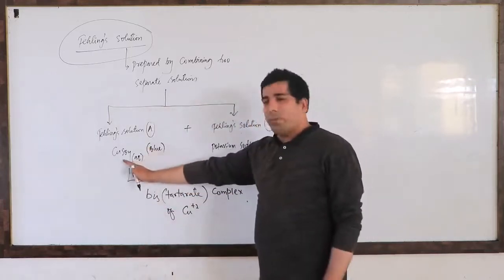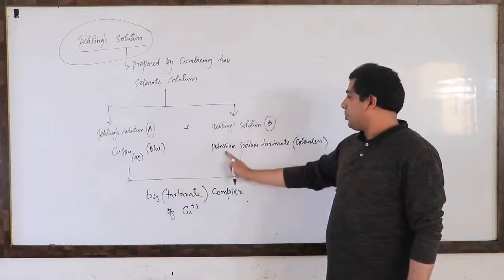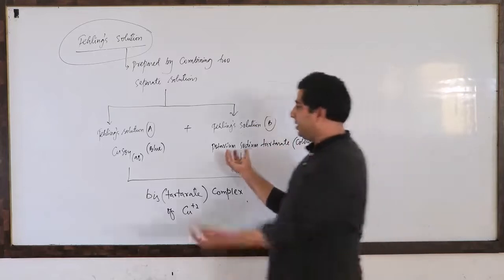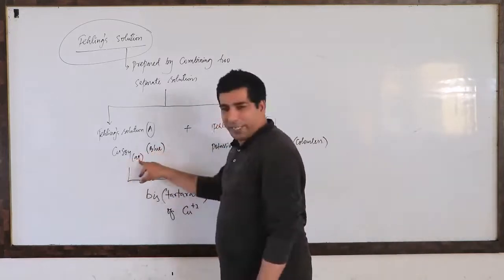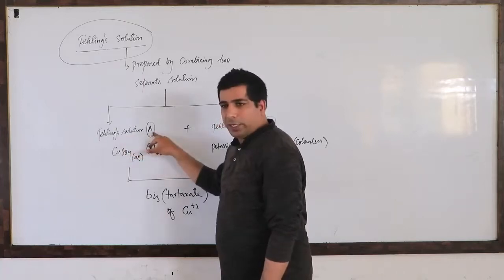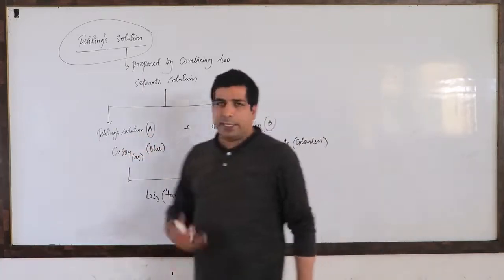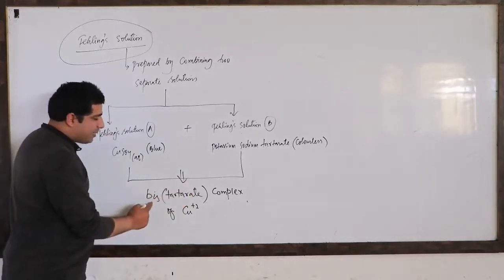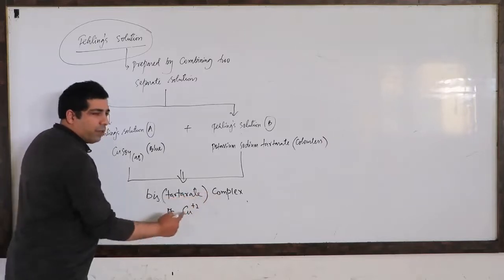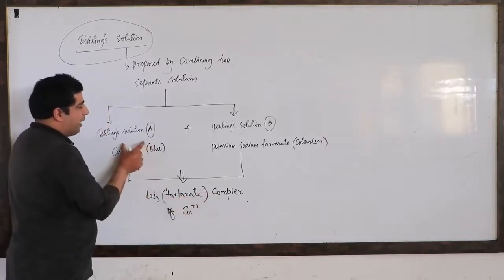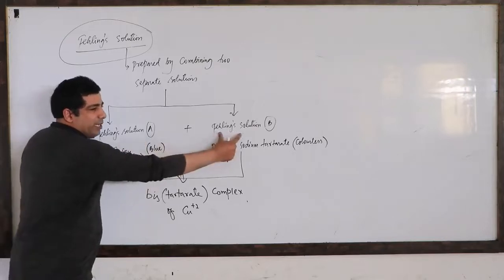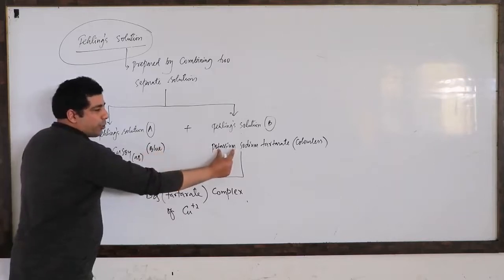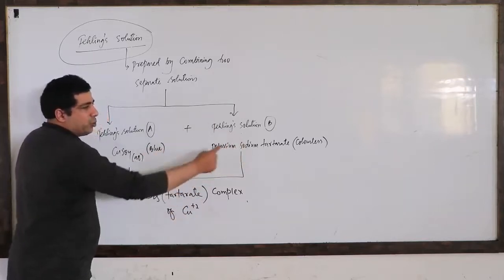Fehling's solution A is copper sulfate. Fehling's solution B is potassium sodium tartrate, which is colorless. When you take Fehling's solution B and mix it with copper sulfate, which is Fehling's solution A, you will get a resultant complex formation. That complex is known as the bis tartrate complex of copper. So when you combine Fehling's solution A with Fehling's solution B, you are making copper sulfate react with potassium sodium tartrate, which is also known as Rochelle's salt.